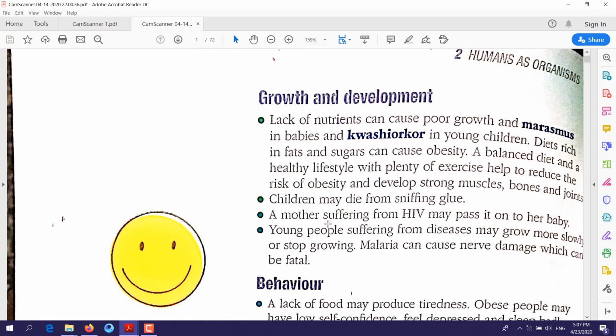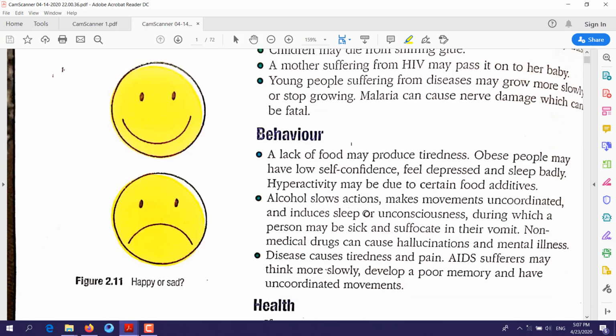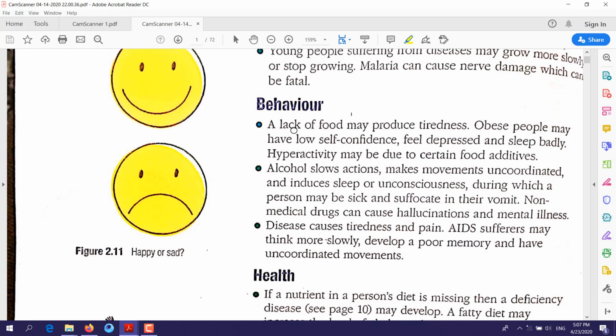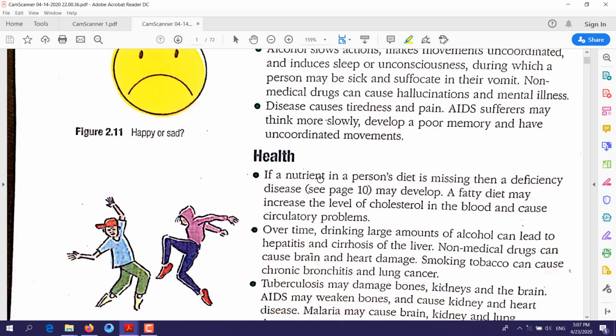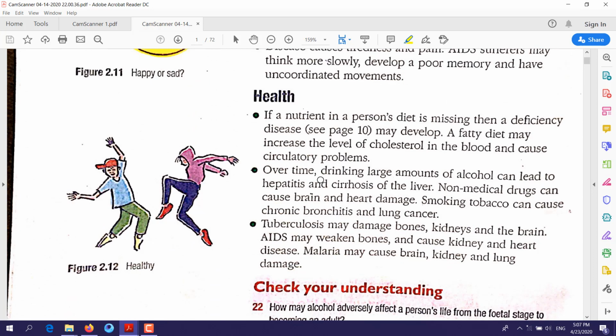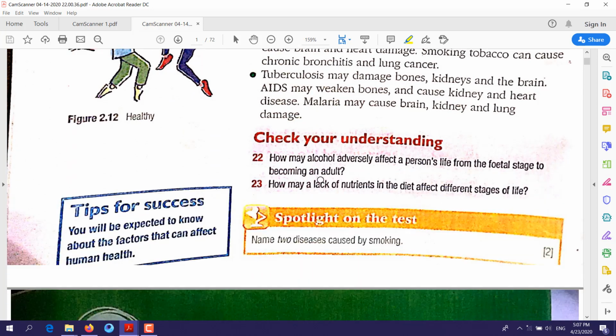Another kind of disease: for example, a mother suffering from HIV, which is AIDS, may pass this to the baby. So all of this will affect the health of the baby or the embryo. Behavior also, as we say, is your daily habits. So what are you following, good habits or not? All of this will affect the health of the baby or the embryo. Then check your understanding, it's your task.